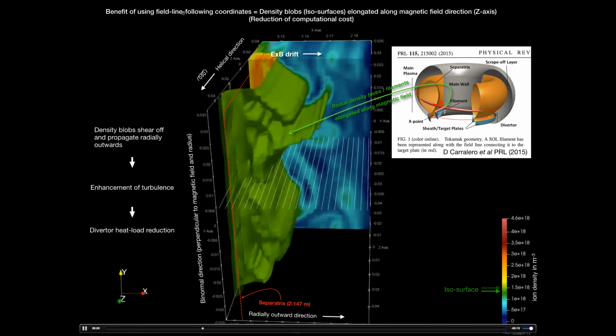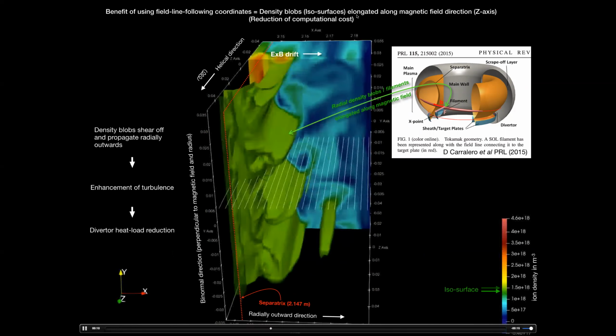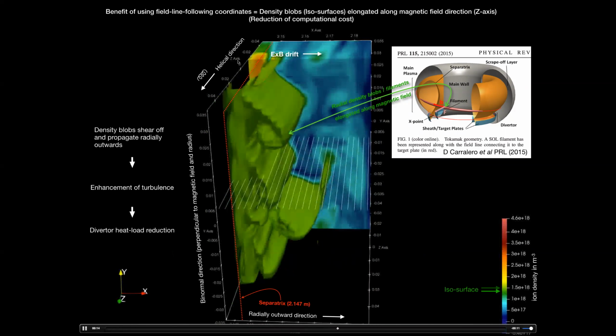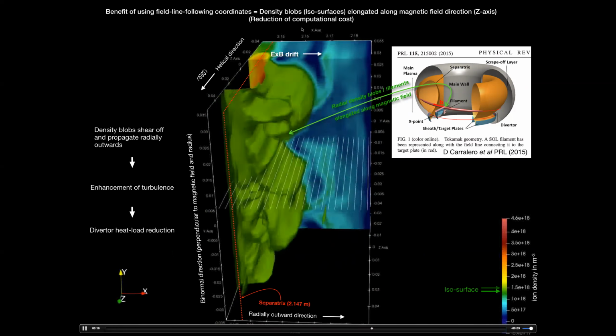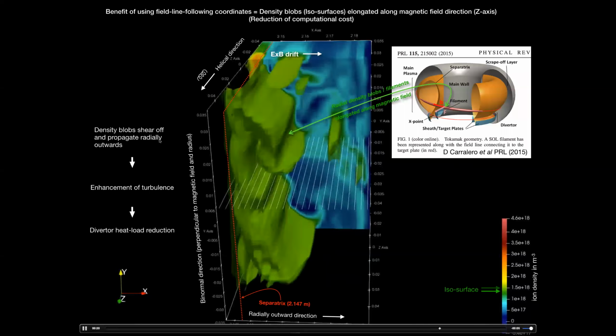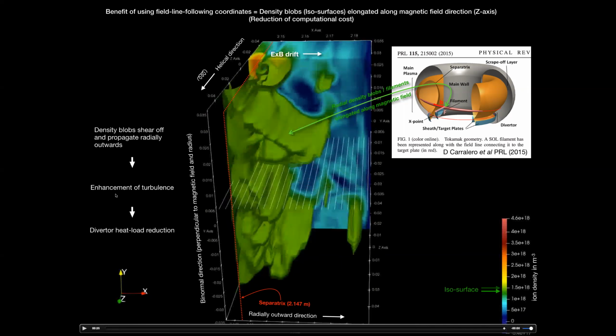That's why I see the benefit of using field line following coordinates. Density blobs are isosurfaces elongated along the magnetic field line direction, the z-axis. This is the z-axis. This helps in reduction of the computational cost. These blobs actually shear off and propagate radially outward. So this is the radially outward direction, this one. And this enhances the turbulence in the SOL region, the scrape-off layer region, and this is how it helps in reducing the divertor heat load as we make more turbulence.